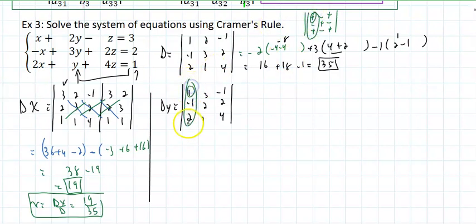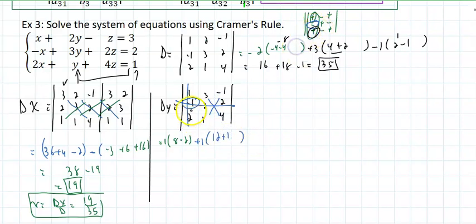Positive times a positive is a positive 1, times, cross that row and column, 8 minus 2. You could even write the 6. When I go to the second, negative times a negative is a positive 1, cross its row and column, and that would be 12 minus a negative 1, 12 plus 1.